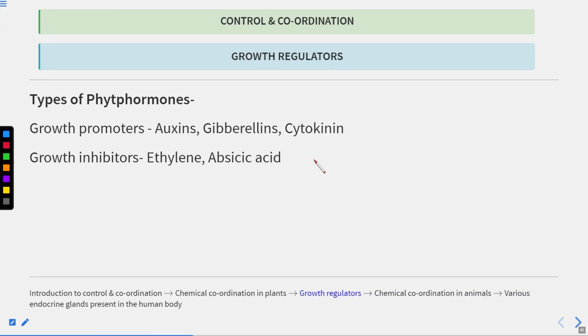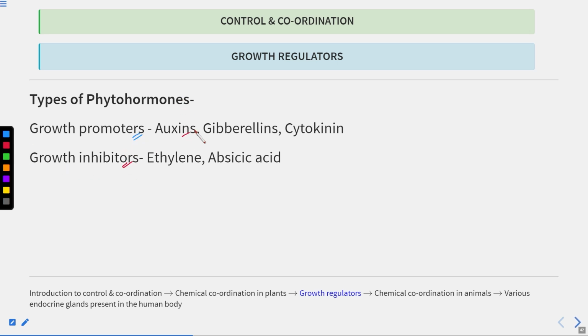Now let's talk about the types of phytohormones. We can divide these phytohormones into 2 categories. First is the growth promoters and second is the growth inhibitors. Auxins, gibberellins, and cytokinins are the growth promoters, and ethylene and abscisic acid are the growth inhibitors.